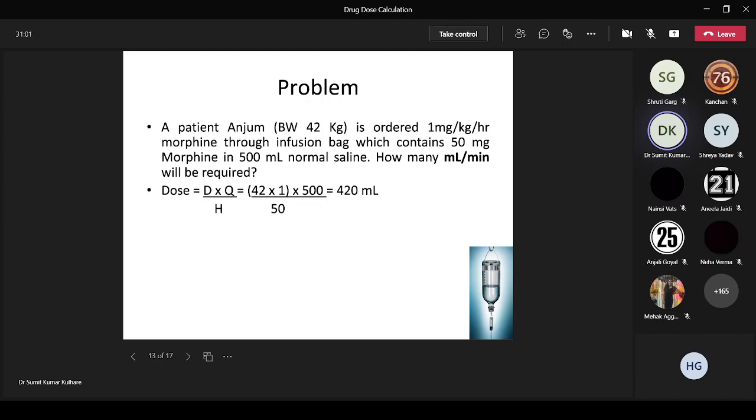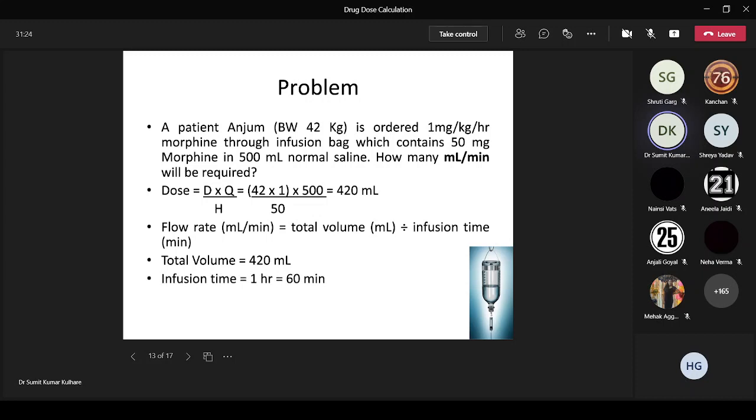Now what they are asking is the flow rate. Again, the formula for flow rate is total volume divided by the infusion time. Total volume is 420 ml. Infusion time is per hour. So infusion time is 1 hour, and 1 hour is equal to 60 minutes. And if you put all the values in the formula, flow rate will be 420 divided by 60, that is 7 ml per minute. Any problem in this?